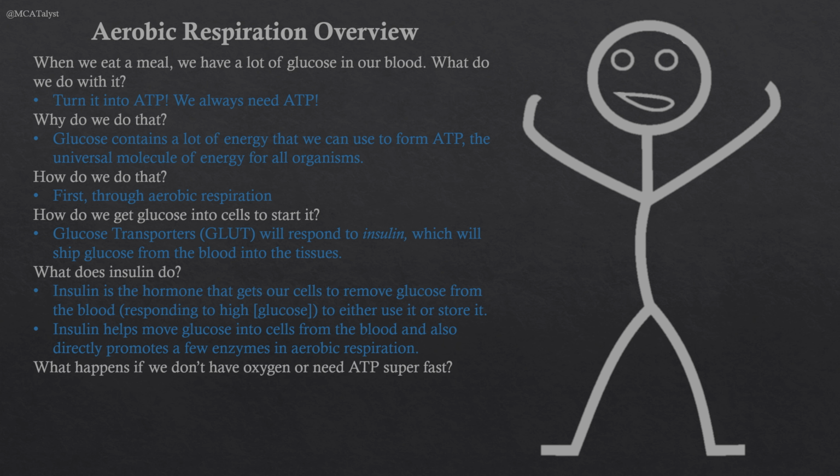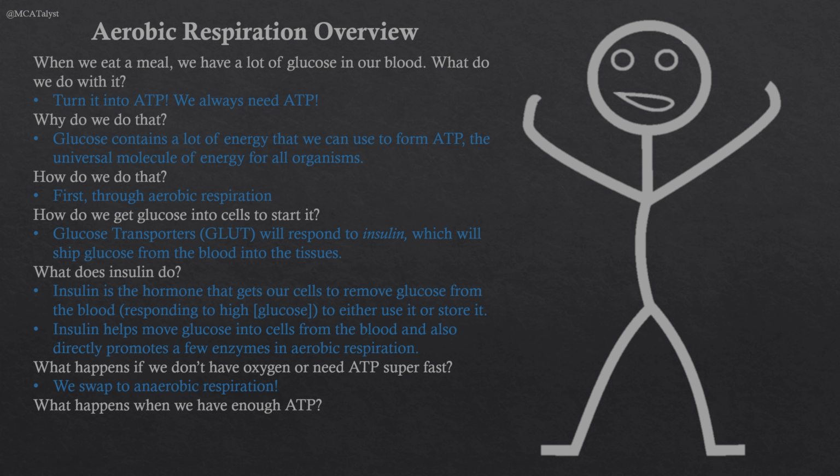So what's going to happen if we don't have oxygen or we need ATP super fast? In this case, we're going to swap to anaerobic respiration. Aerobic respiration is going to be occurring whenever we do have oxygen and we don't necessarily need ATP super fast. That is the main way that we're going to be utilizing glucose to produce ATP. But if we can't do that because we don't have oxygen or our need for ATP is super, super quick, we're going to swap to anaerobic respiration. We'll talk about that a little bit later.